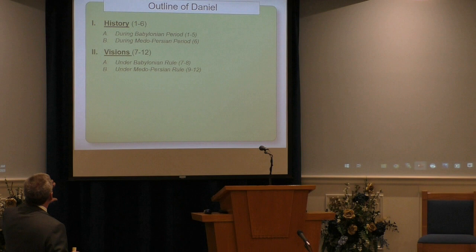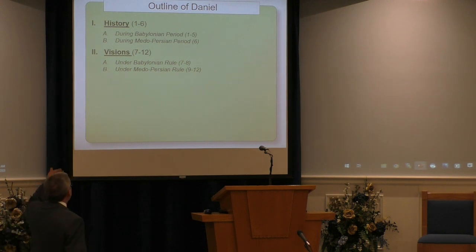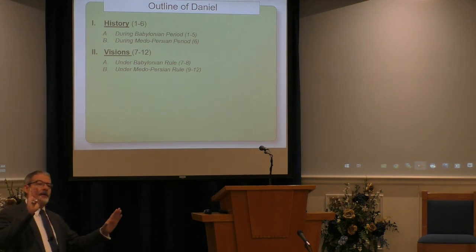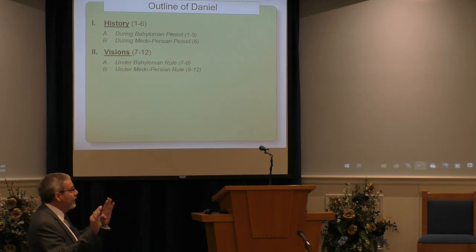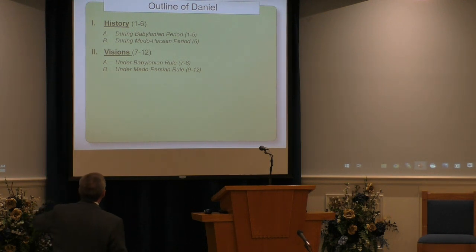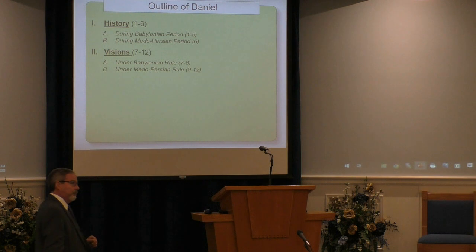In chapters 1 to 6, it's basically history. Chapters 7 to 12 are visions, and that's when we get to the difficult section. There are two sections under each of those, because Daniel was under Babylonian rule, and then he lived to see the Persian rule. So he divides his history into those two sections: chapters 1 to 5 in the Babylonian period, and then the Medo-Persian period in chapter 6.